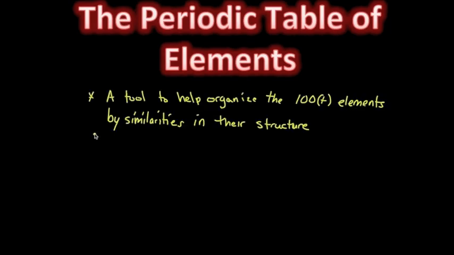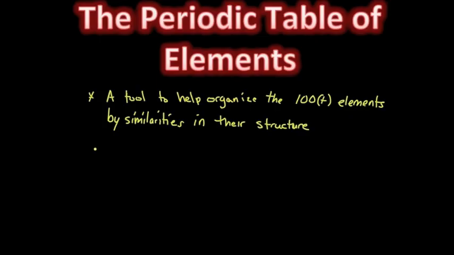It's a way that we can keep track of all the different elements, and we can organize them based on similarities in their structures. Elements on the periodic table are organized in a couple of different ways. If we start at the top left-hand corner and go from left to right, you'll notice the boxes are numbered in order of increasing atomic number. But more importantly, the elements are put into groups or families which go in the columns straight up and down based on their chemical and physical similarities.